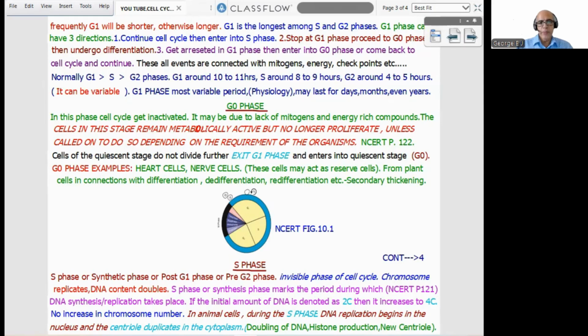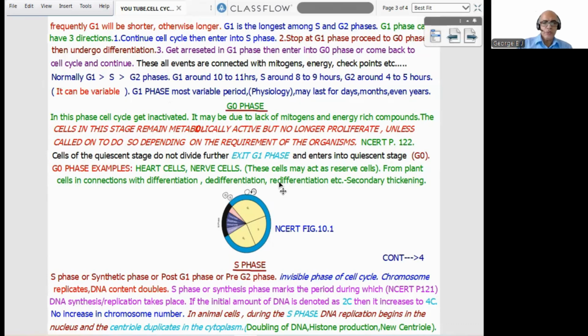Normally, G1 will be greater than S, and S will be greater than G2. So in a 24-hour duration, we can find roughly G1 is around 10 to 11 hours, S will be around 8 to 9 hours, and G2 will be around 4 to 5 hours. It is variable, still normally G1 takes maximum time among interphase. The G1 phase is the most variable period because, due to the physiology, condition, environment, everything, it may last for days, months, even years.